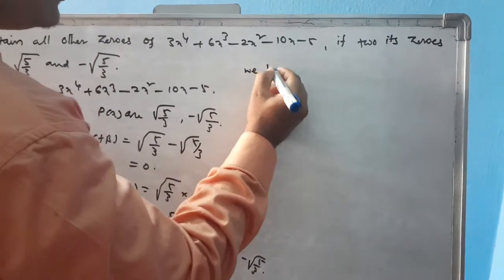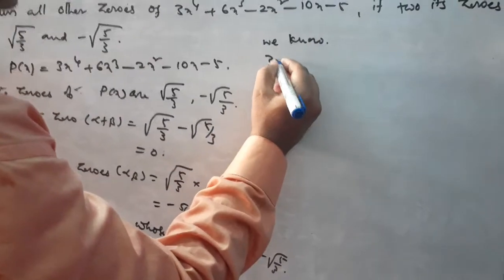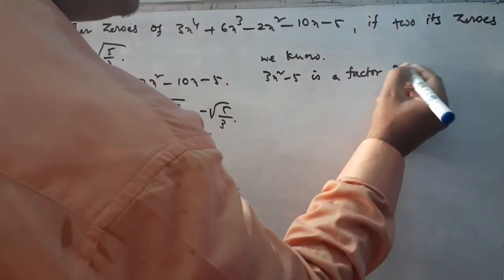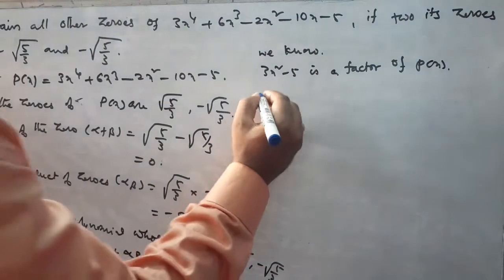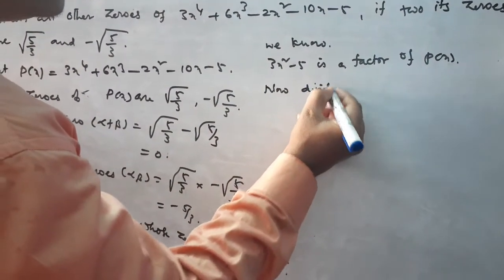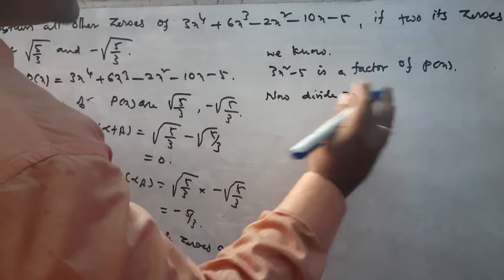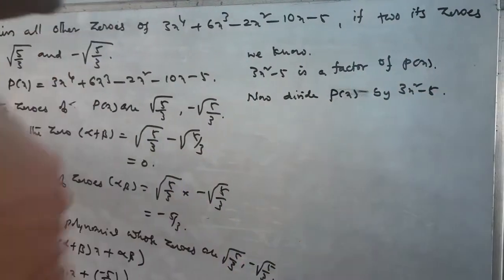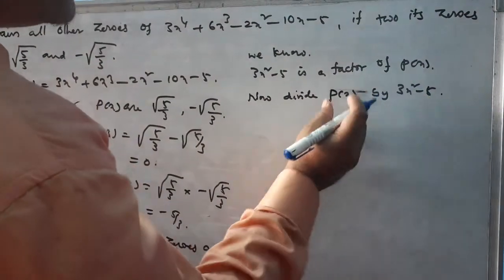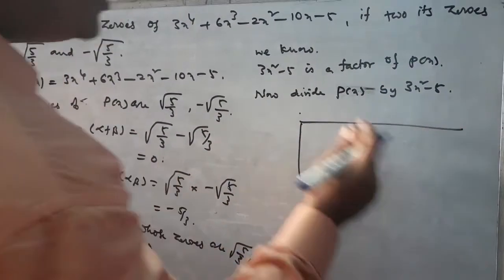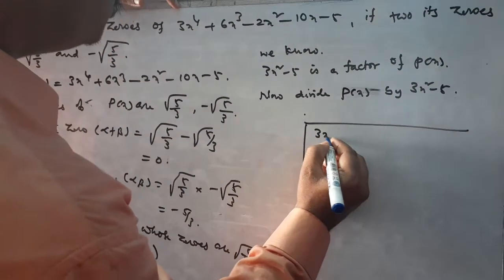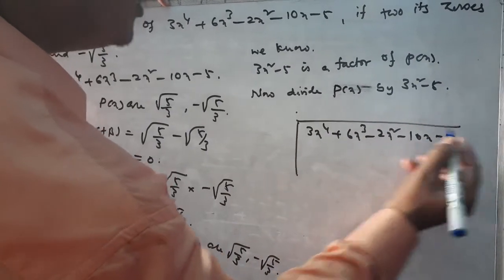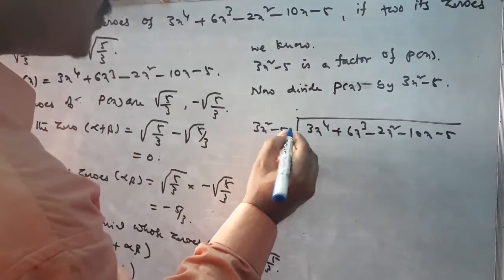So we know 3x square minus 5 is a factor of p of x. Now divide p of x by 3x square minus 5. Here 3x square minus 5 is the divisor, and p of x is the dividend. P of x is 3x to the power of 4 plus 6x cube minus 2x square minus 10x minus 5. The divisor is 3x square minus 5.